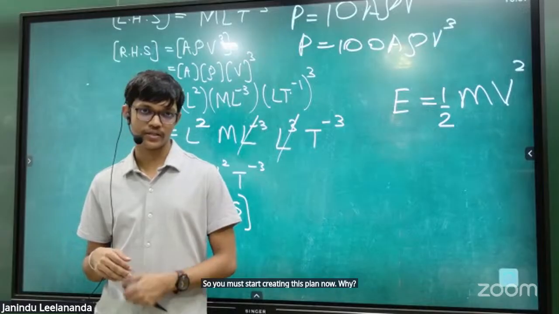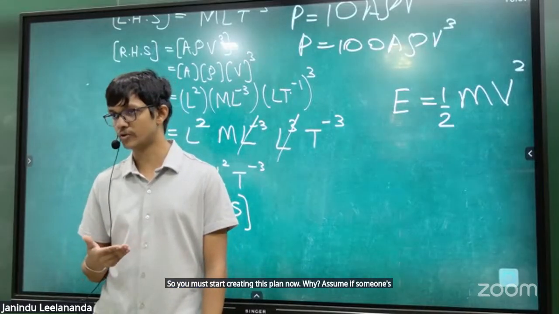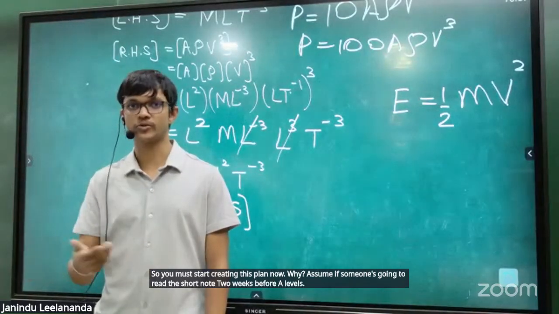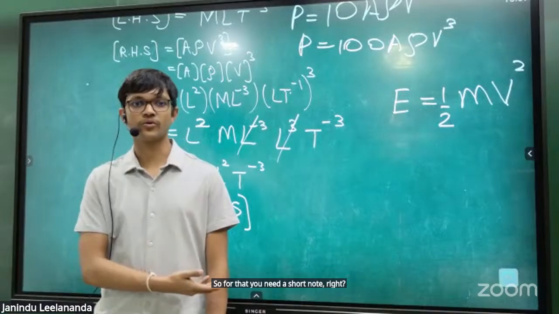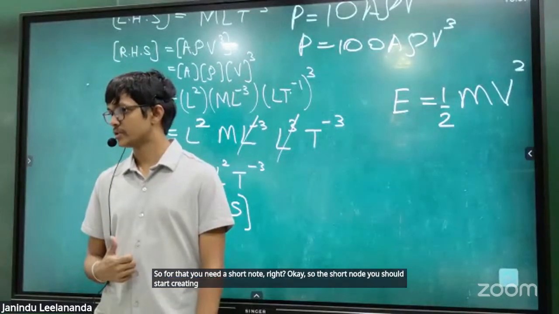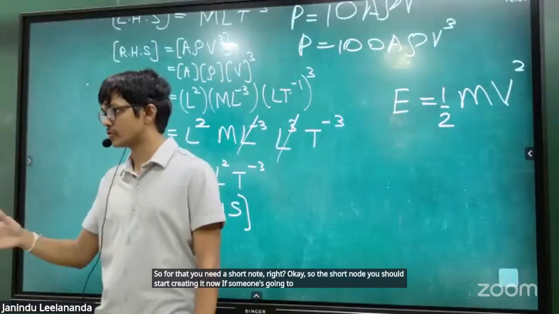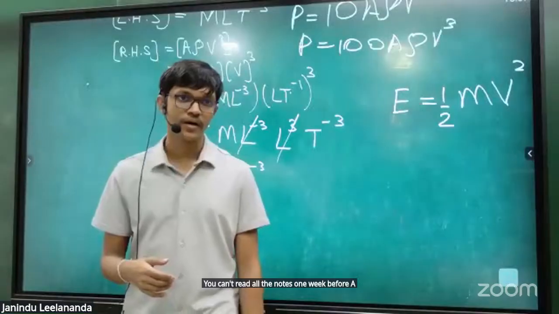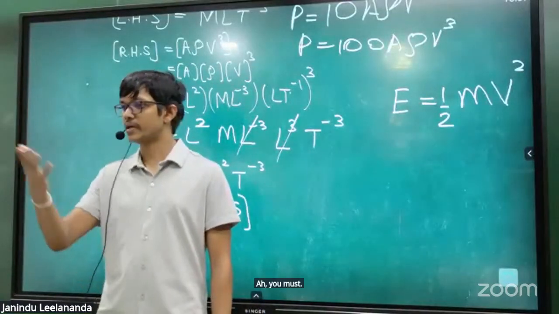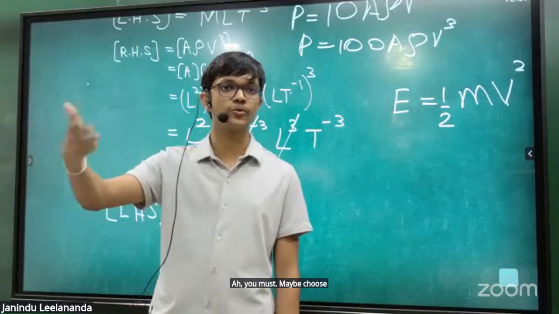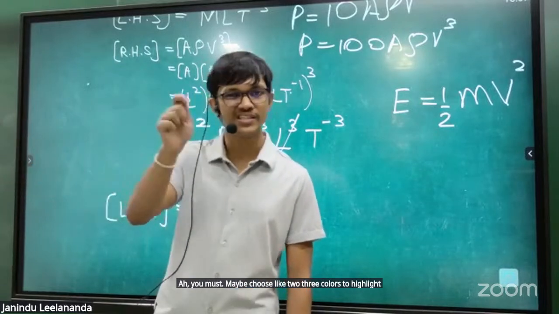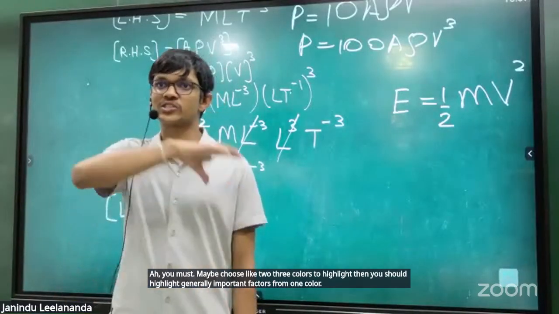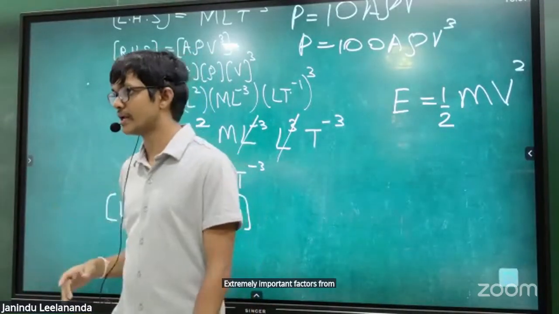Why? Assume someone's going to read the short note two weeks before A levels. For that you need a short note, right? So you should start creating it now. If someone's going to read all my notes, you can't read all the notes one week before A levels. So you must maybe choose two, three colors to highlight. Then you should highlight generally important factors in one color, extremely important factors in another.